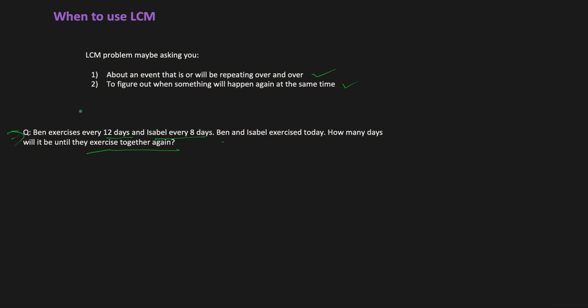So this represents this part, which is that we have to figure out something that will happen again at the same time. That's what the question is asking: how many days will it be until they exercise together again? So this says that we have to use LCM. Now, we know that Ben exercises every 12 days and Isabel exercises every 8 days. So in order to find how many days it will be until they exercise together again, we have to find the LCM of 12 and 8.